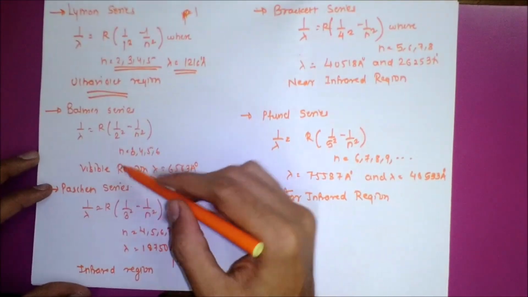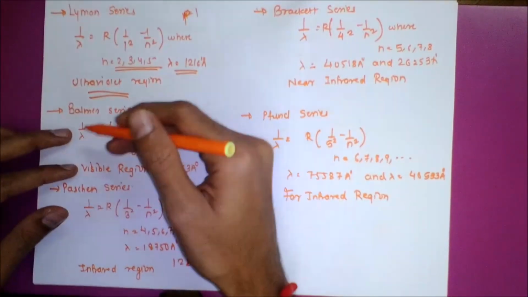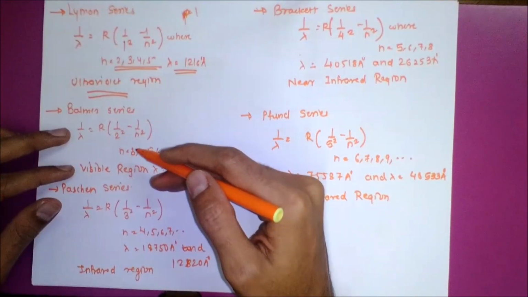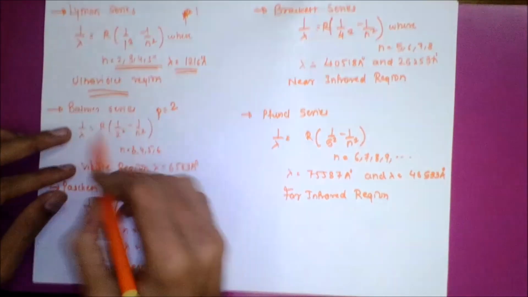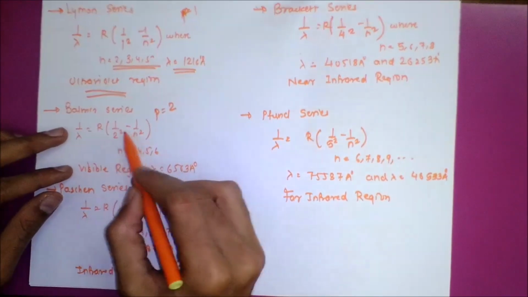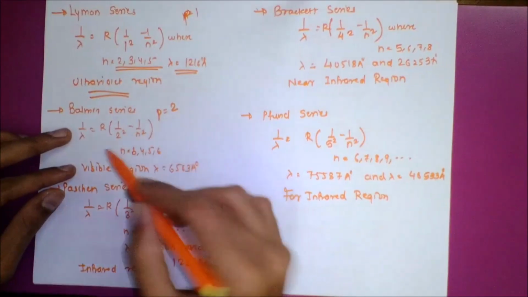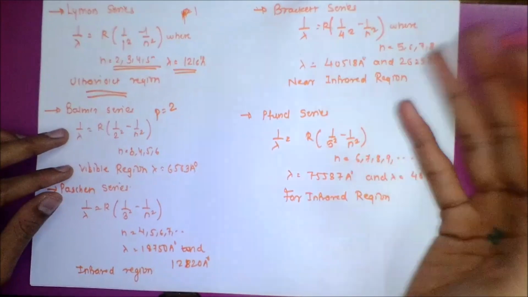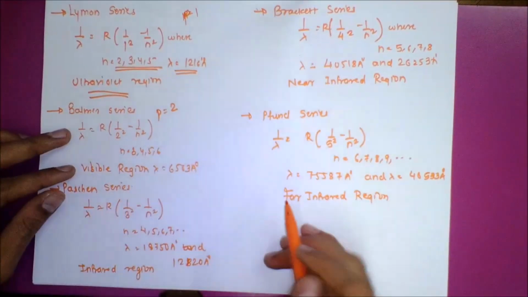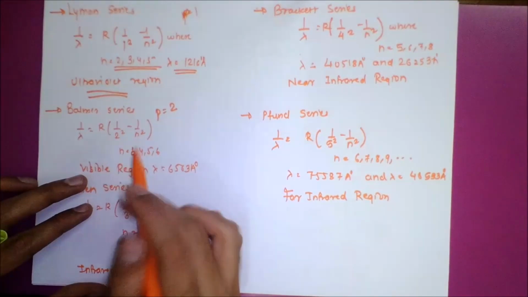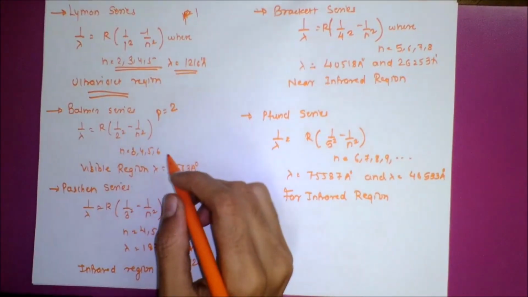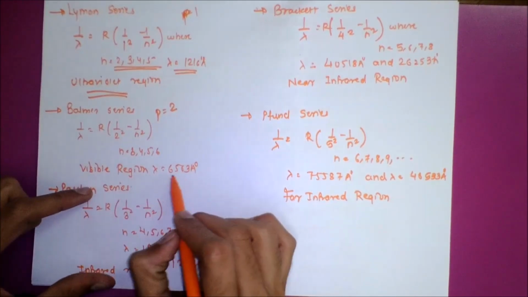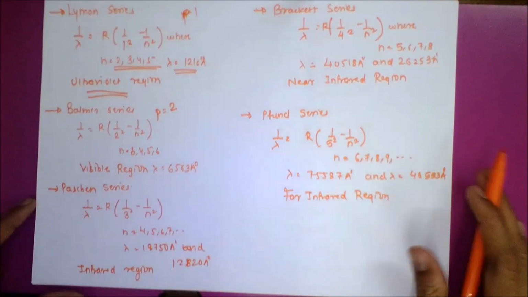Next we have the Balmer series. This series originates due to the transition of the electron from different outer orbits to the second orbit, where p equals 2. So we have 1 upon lambda equals R, 1 upon 2 square minus 1 upon n square, where n can be 3, 4, 5, 6. So the electron can come from the third, fourth, fifth or sixth orbit and fall into the second orbit. This series lies in the visible region, and the wavelength is 6563 angstroms.